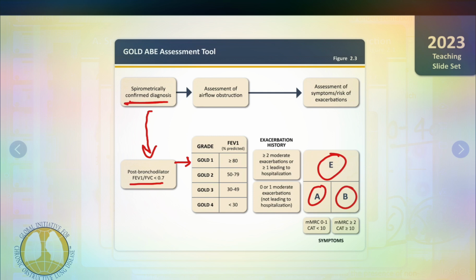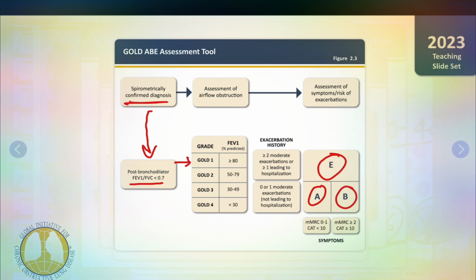So they are telling that if there is a history of two or more moderate exacerbations, or one or more leading to hospitalization, then we will simply call it category E. It will not depend on mMRC or CAT scoring. We will call it category E.